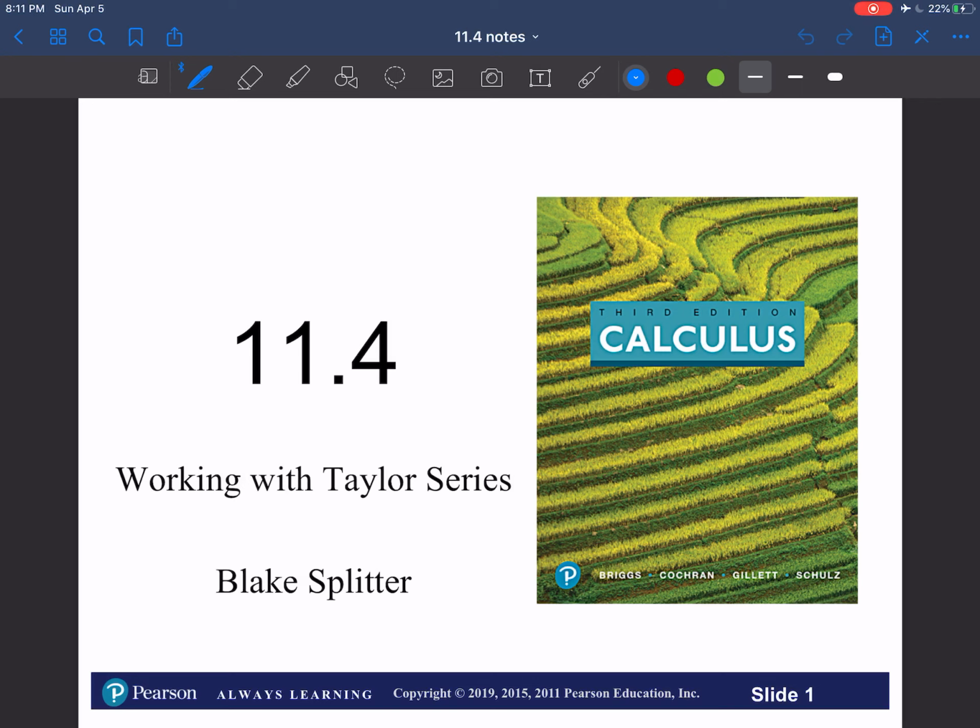And so now we start to get into the idea of different things that we can do with these Taylor series that we have come up with in section 11.3. All right, so let's get going.